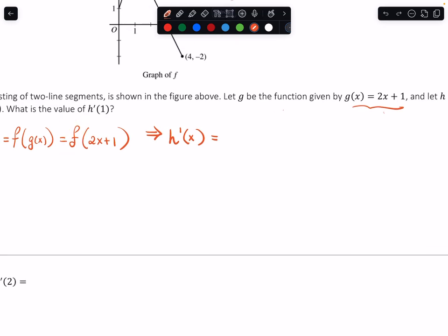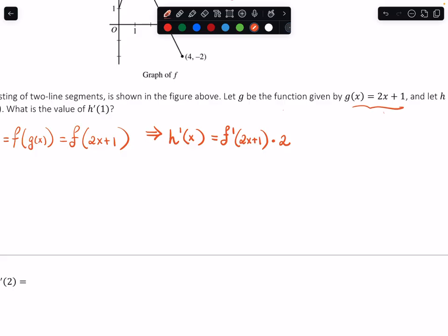I differentiate the outer function. What is the derivative of f? It's f prime, while leaving the inner function alone. Then I multiply by the derivative of what's inside. What is the derivative of 2x plus 1? Well, the derivative of 2x is 2. The derivative of 1 is nothing. It is 0.